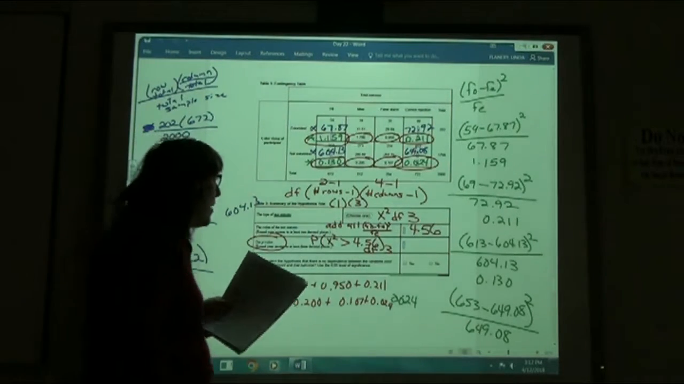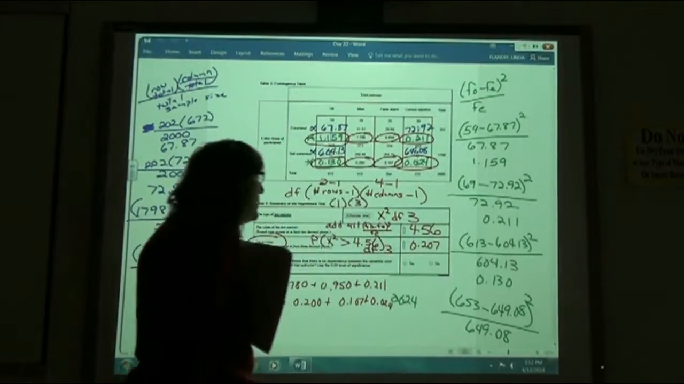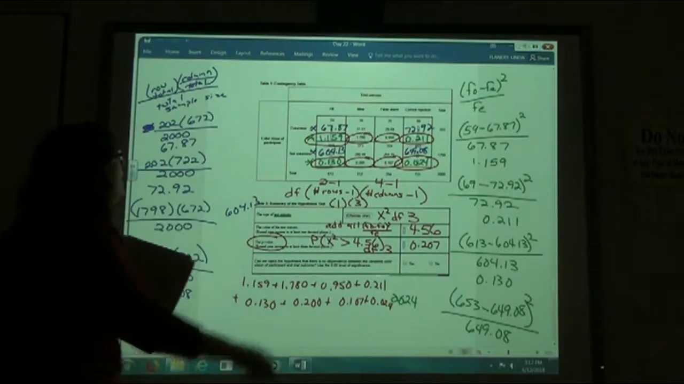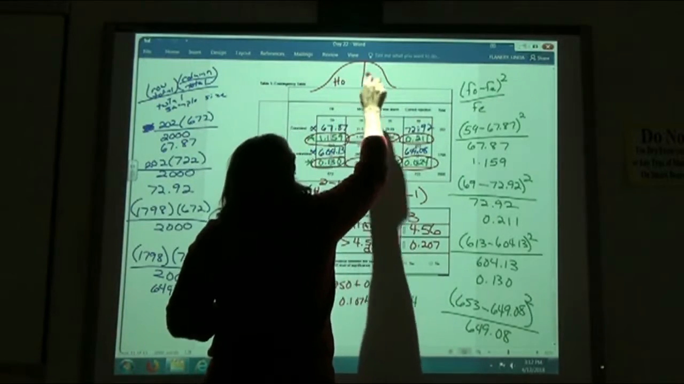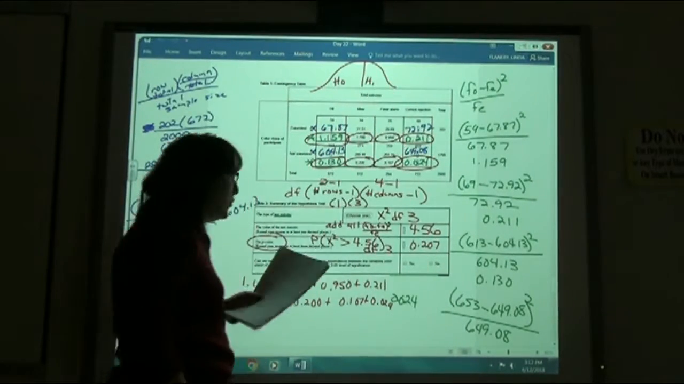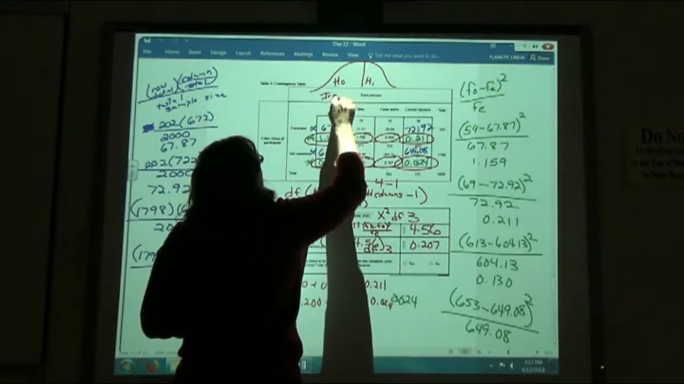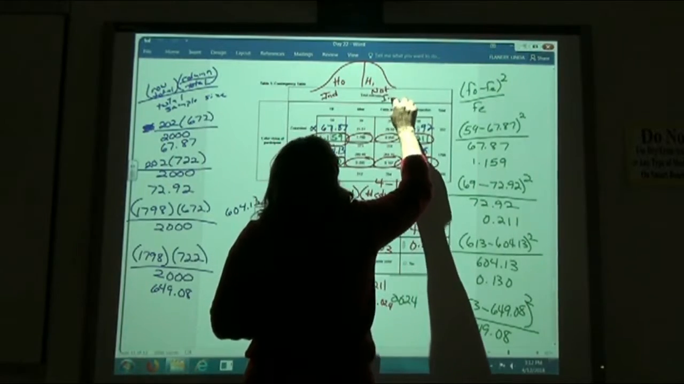So we should come up with 0.207. 0.207 is my p-value, my percentage. Again, when I am looking at this, we have our null, we have our alternate one. This one is that it is independent. This one is that it's not independent.